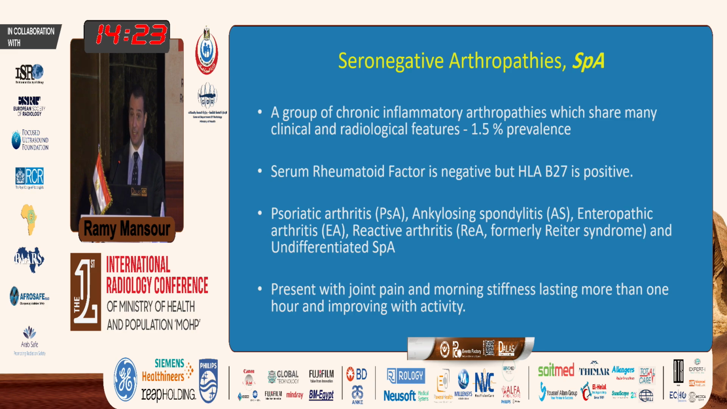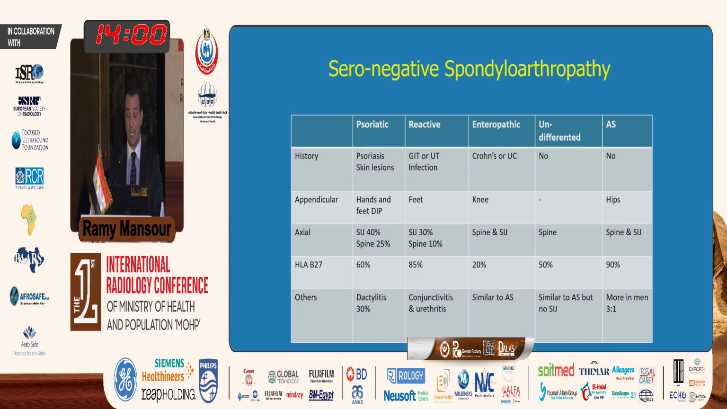the same clinical and some radiological features. By definition, because they are seronegative, they are negative for rheumatoid factor, and they include psoriatic arthritis, ankylosing spondylitis, and undifferentiated and reactive arthritis. They are a clinical diagnosis because most of them present with pain and stiffness.